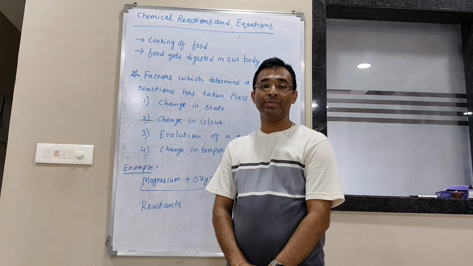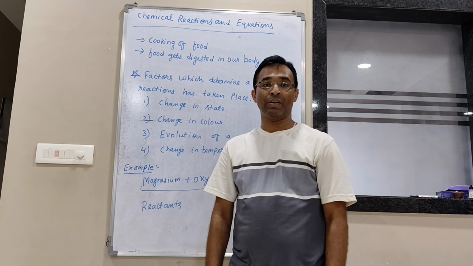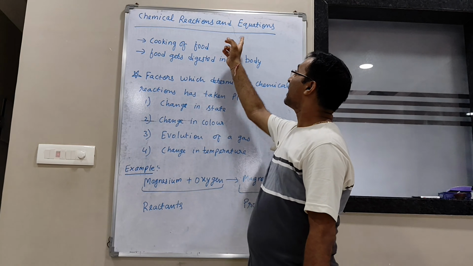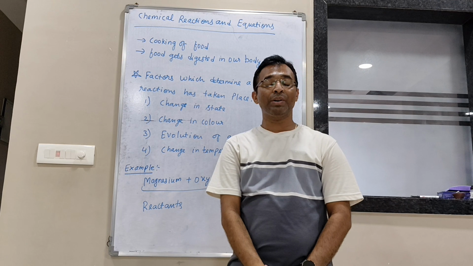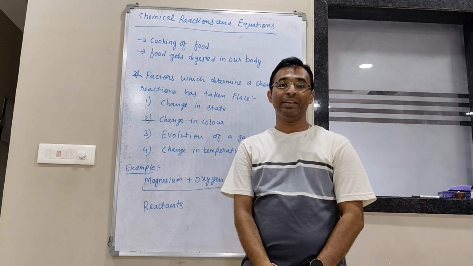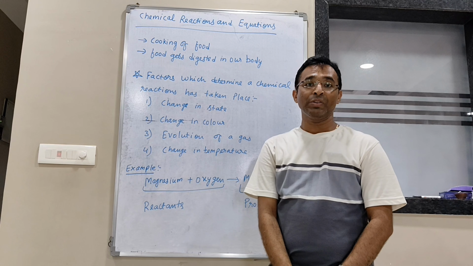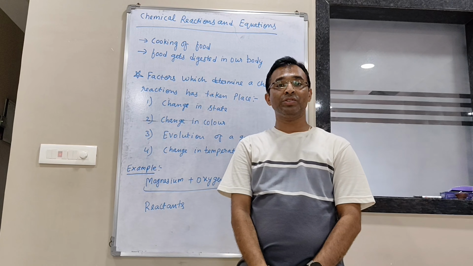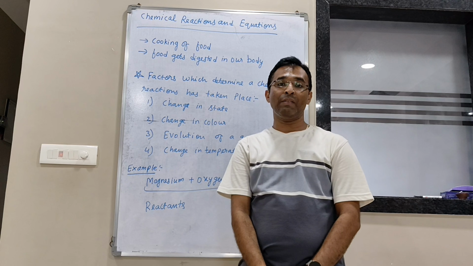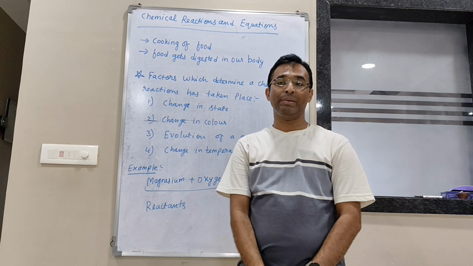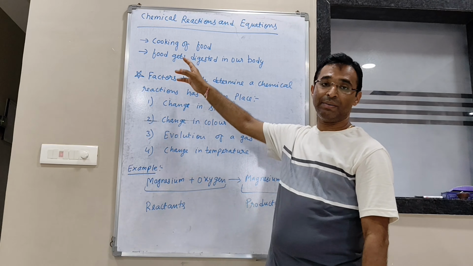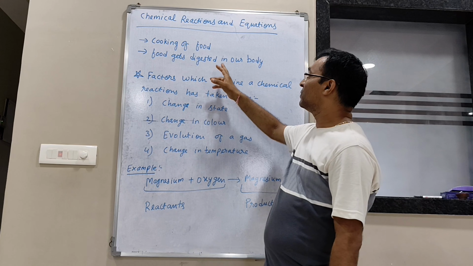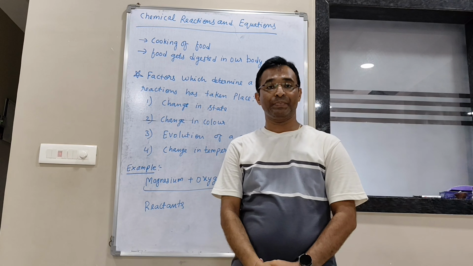Today we are going to start a new chapter of science, which is chemical reactions and equations. As the name of the chapter suggests, chemical reactions and equations. So what is meant by a chemical reaction? Let's understand this with the help of a day-to-day life example. I have taken two examples. First is cooking of food and second is food getting digested in our body.